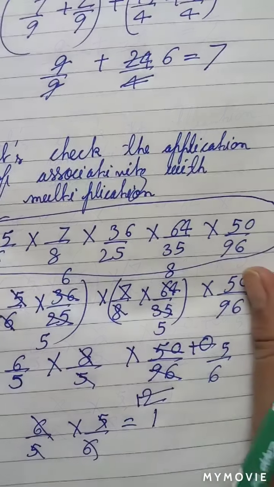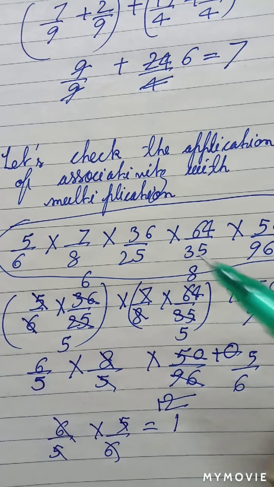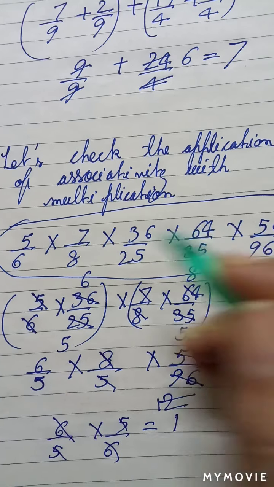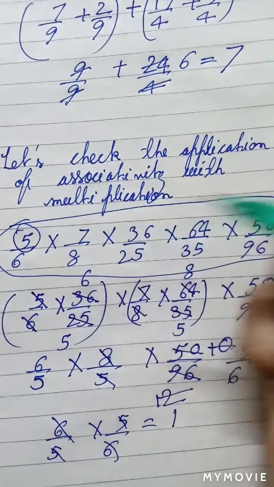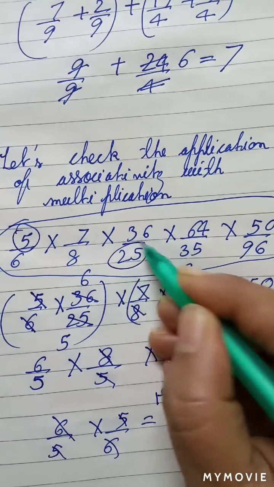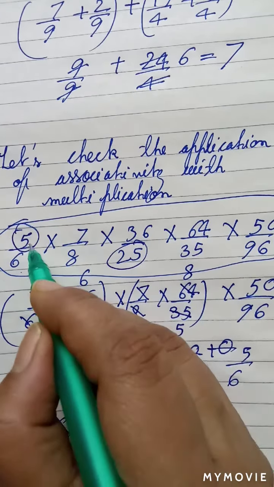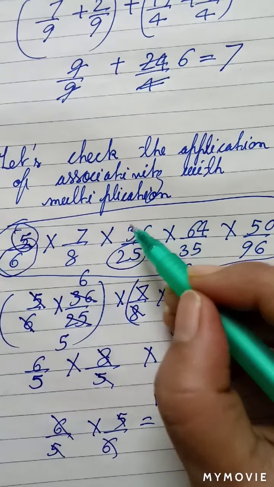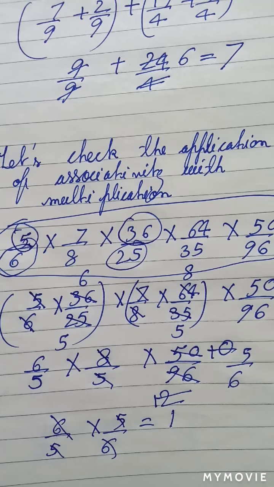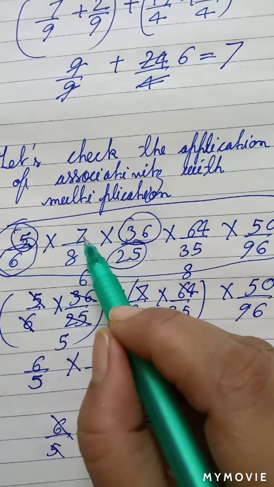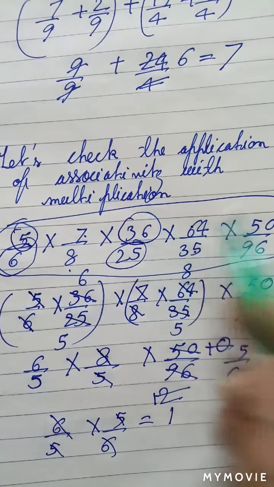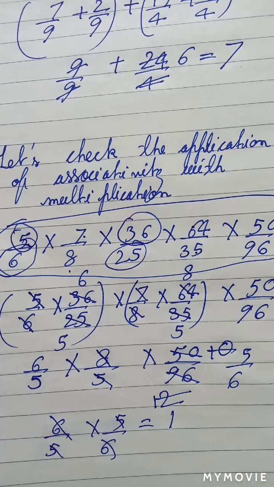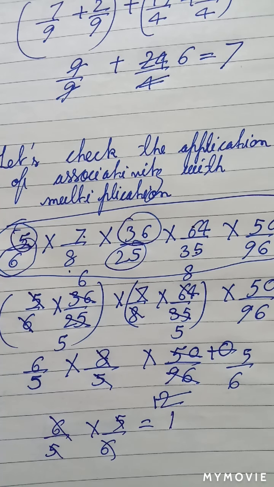Has it not? What we did here in this big number is we selected rational numbers where the numerator is a factor of the denominator and the denominator is a factor of the numerator of some other rational number, or vice versa. Like 7 is a factor of 35, 8 is a factor of 64. The property of associativity says that we can multiply numbers in any order. And that's what we did.